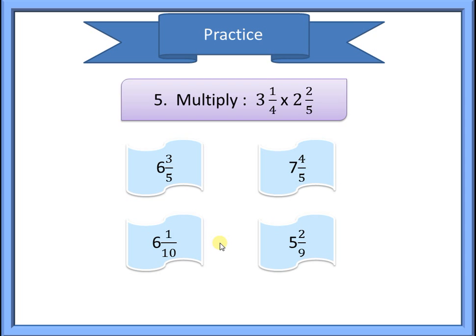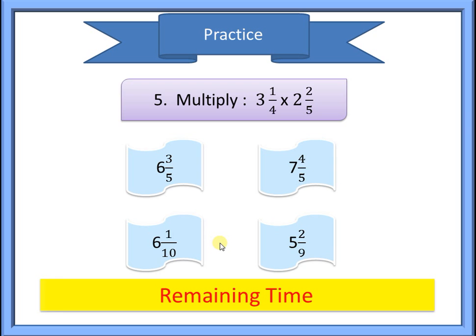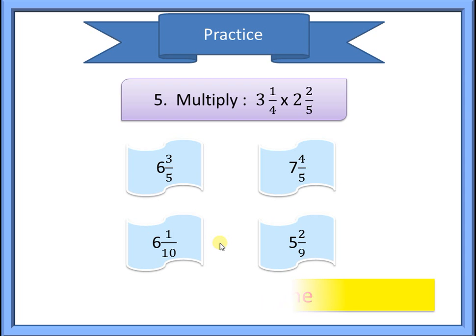Let's have one more. Multiply 3 and 1/4 by 2 and 2/5. Let us start the time. And the time is up. Our answer is 7 and 4/5.